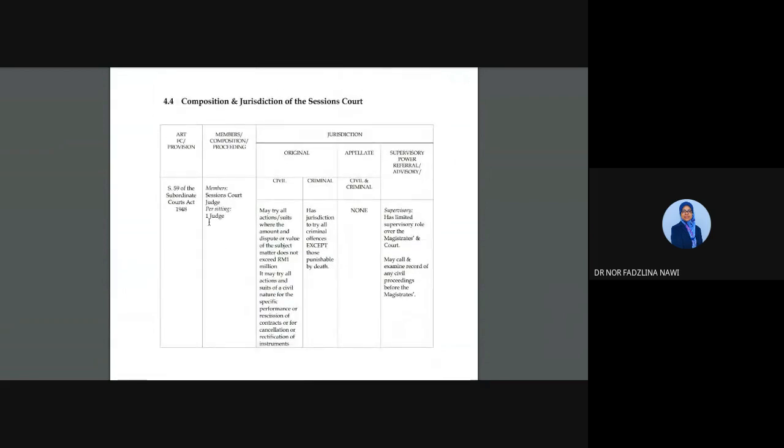Then we go to the Sessions Court. The judge sitting is also only one, and they can try civil cases where the amount of the subject matter does not exceed 1 million ringgit. As for criminal offences, they can try all criminal offences except those punishable by death.